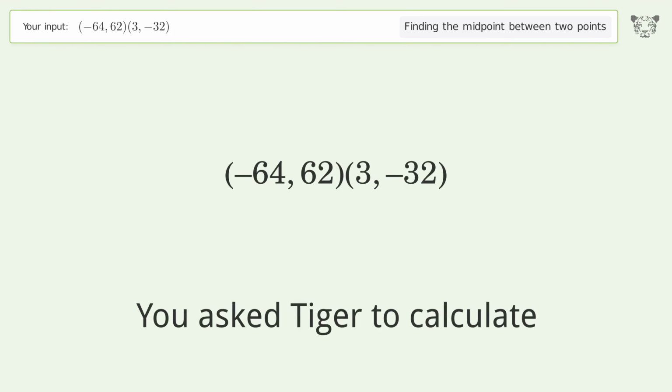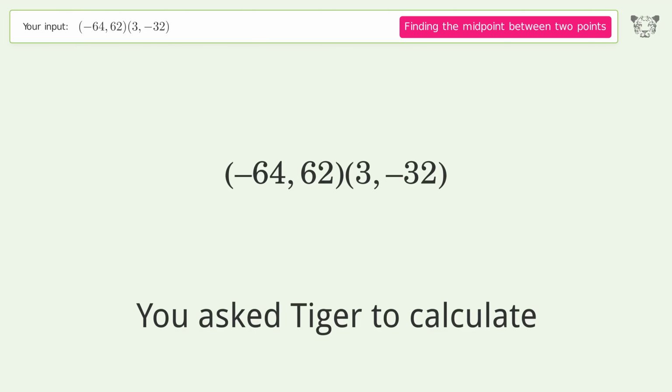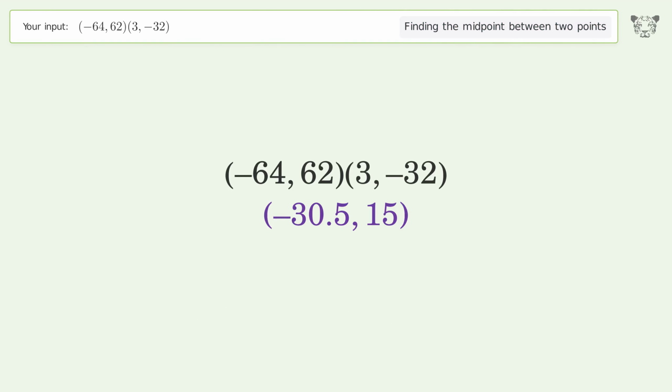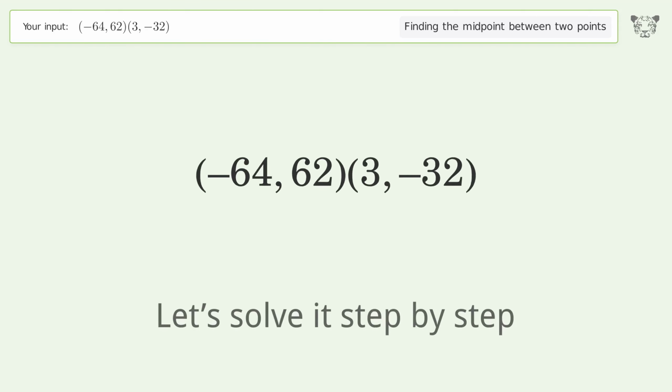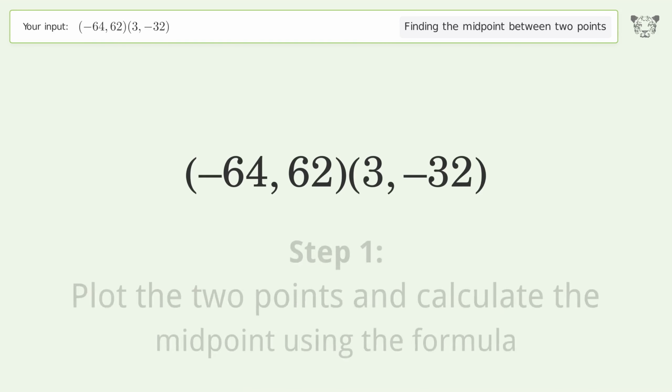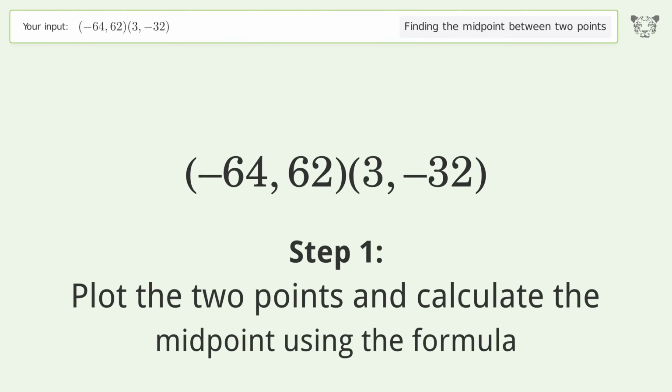You ask Tiger to calculate. This deals with finding the midpoint between 2 points. The midpoint between the 2 points is -30.5, 15. Let's solve it step by step. Plot the 2 points and calculate the midpoint using the formula.